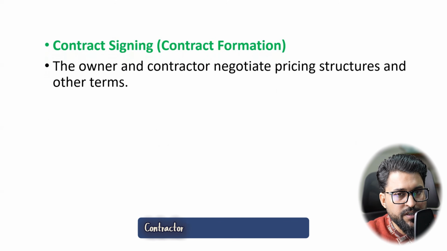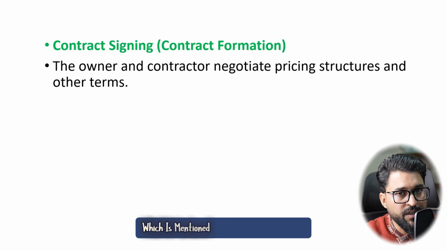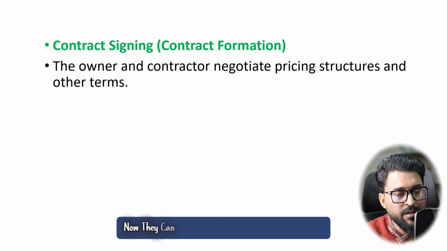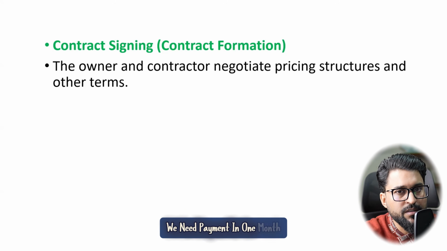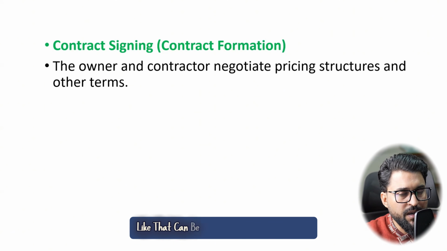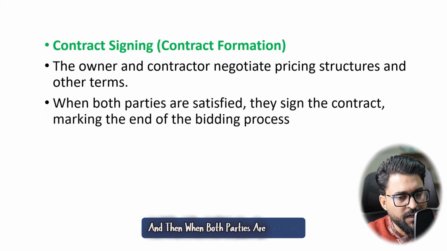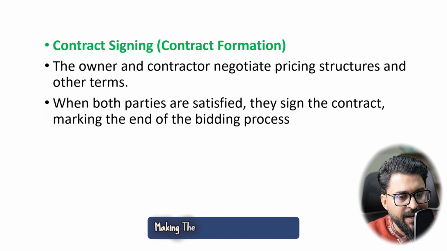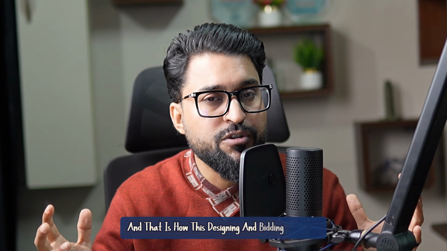If the contractor is not able to accept payment after 2 months or after 20% work done, as mentioned in the contract by the client, they can mutually negotiate in a meeting, saying, no, we need payment in 1 month or after every 10% work done. Something like that can happen, or on other agendas they can talk and find some flexibility. And then when both parties are satisfied, they sign the contract, marking the end of the bidding process. And that is how this designing and bidding procedure will be followed.